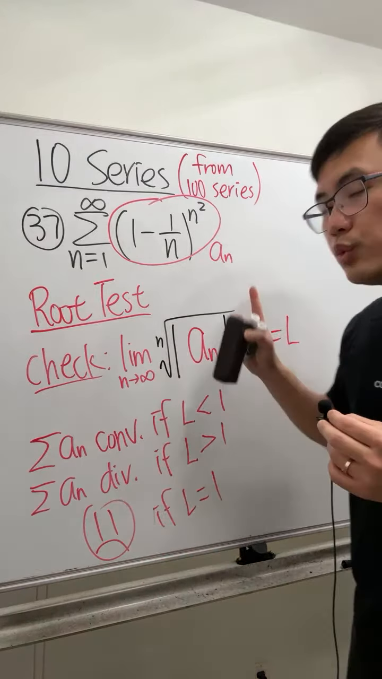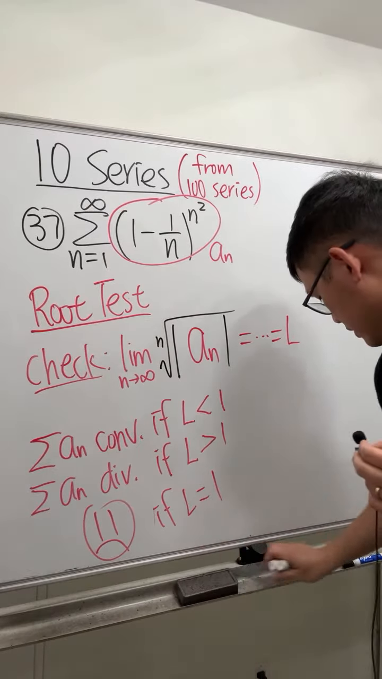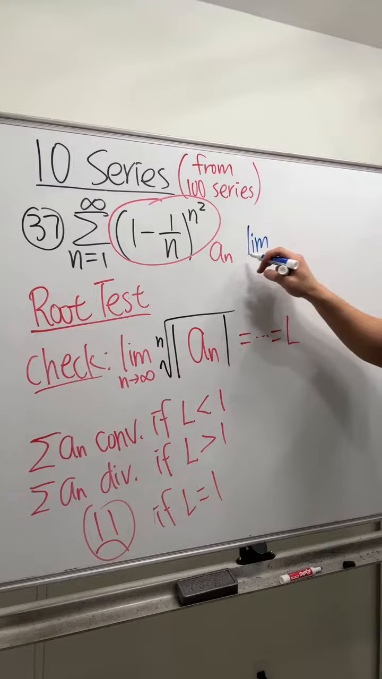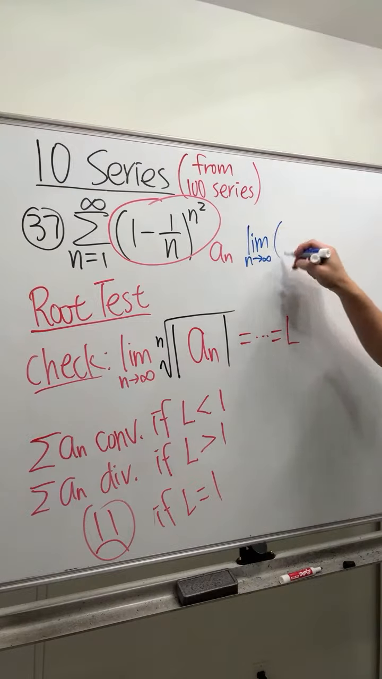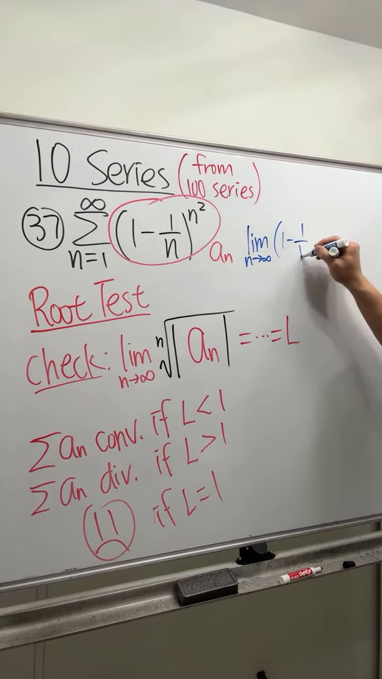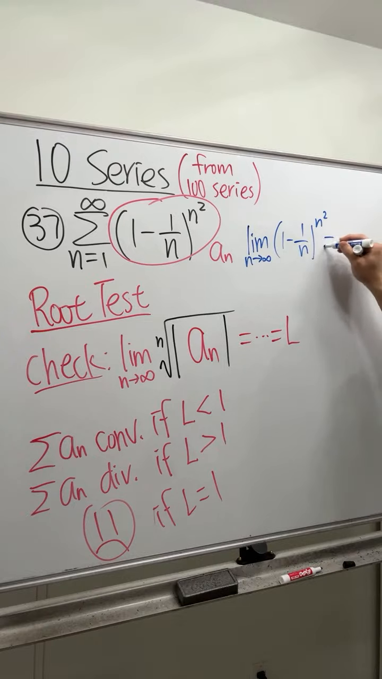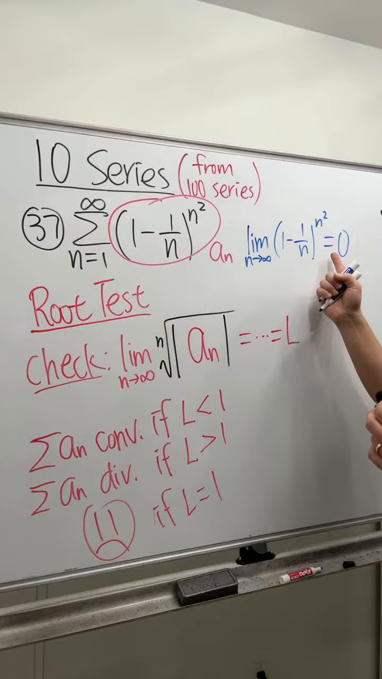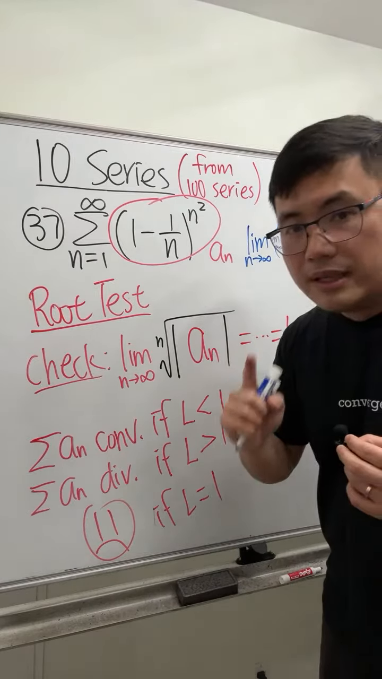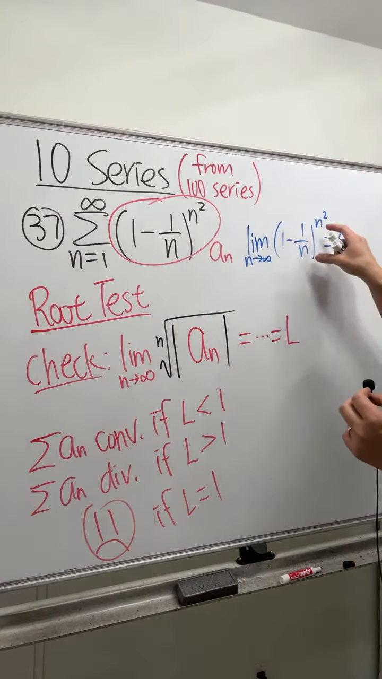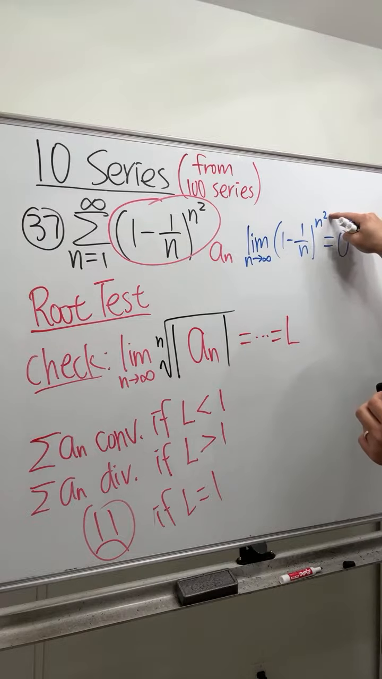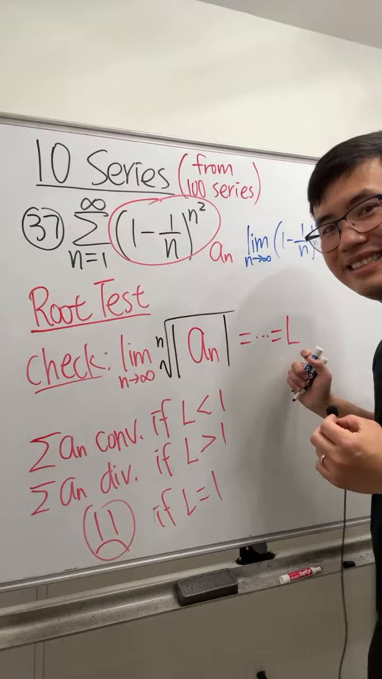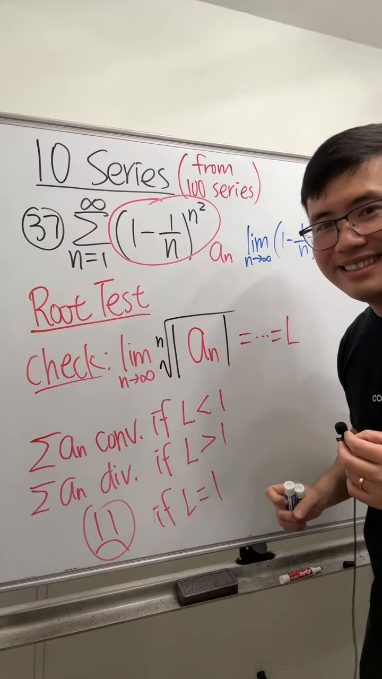Test for divergence wouldn't work for this because, let me just mention this right away. If you have the limit as n goes to infinity of this 1 minus 1 over n squared, you actually end up with 0. The limit for this right here is 0 because it's n squared. But if you do the root test here, yes, the L here is 1 over e.